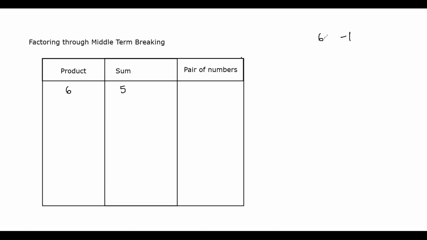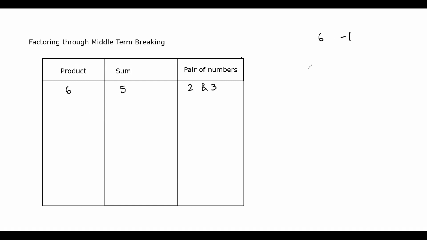Now 6 and minus 1. What is the product here? Samiha, what is the product of 6 and minus 1? The product is minus 6. So these are not the two numbers whose product is 6 and the sum is 5. Yes, Ayan? 2 multiplied by 3, right? It should be 2 and 3. Okay. So these are two numbers, 2 and 3, whose product is 6 and the sum is 5.